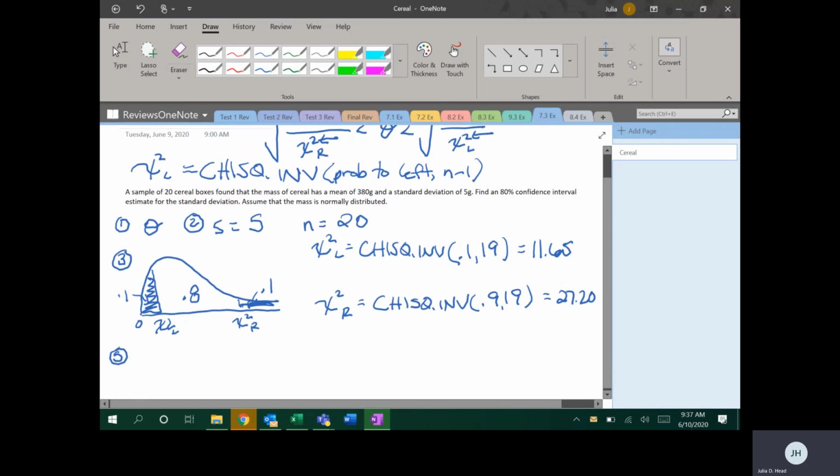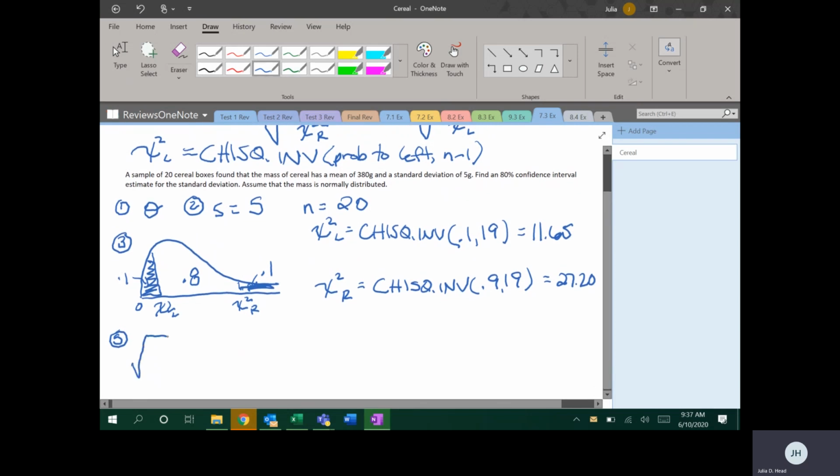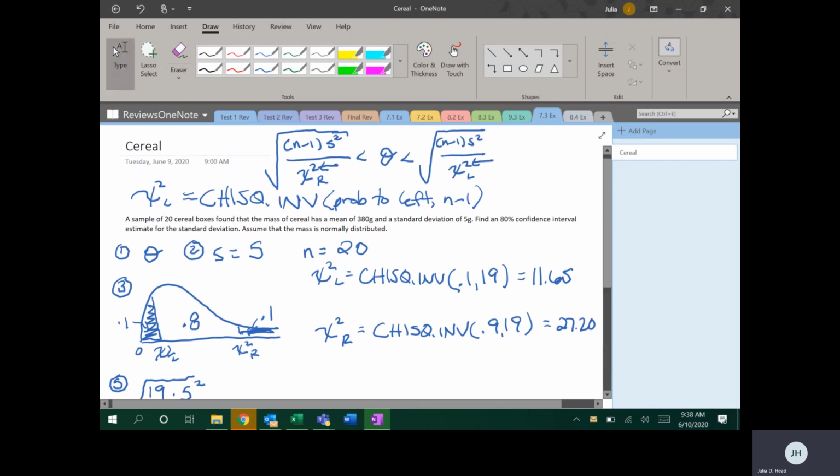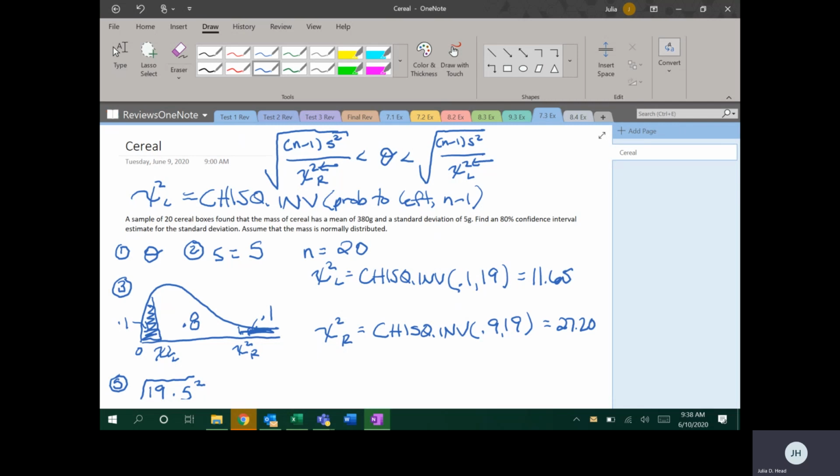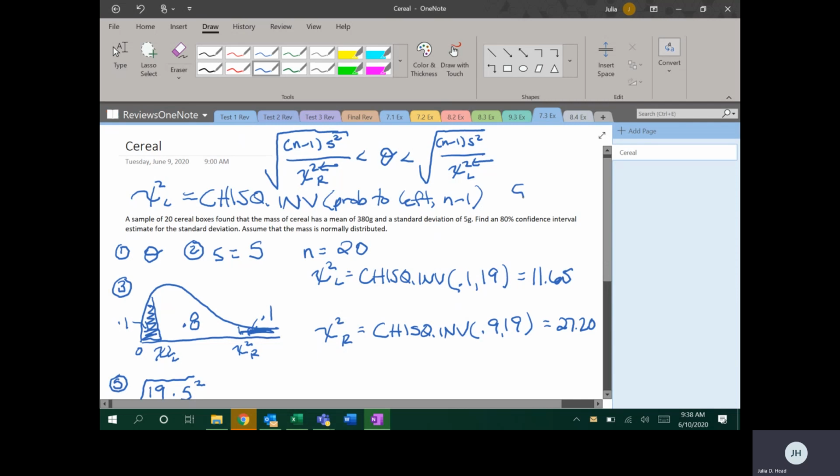And we need that formula up there. So we have the square root of n minus 1, which is 19, times the standard deviation, which is 5 squared, divided by, now there is one thing to be careful about. I think you would figure it out at the end, but just in case, notice that the R, which stands for right, is on the left side of the confidence interval. And the L, which stands for left, is on the right side of the confidence interval. That is not a mistake. That is done on purpose.